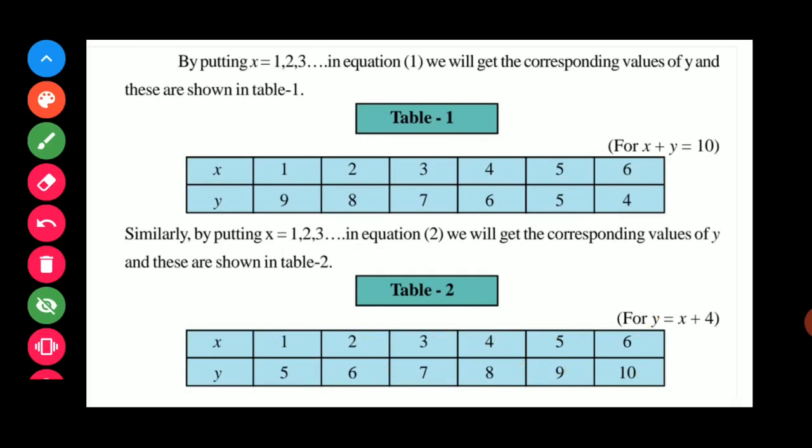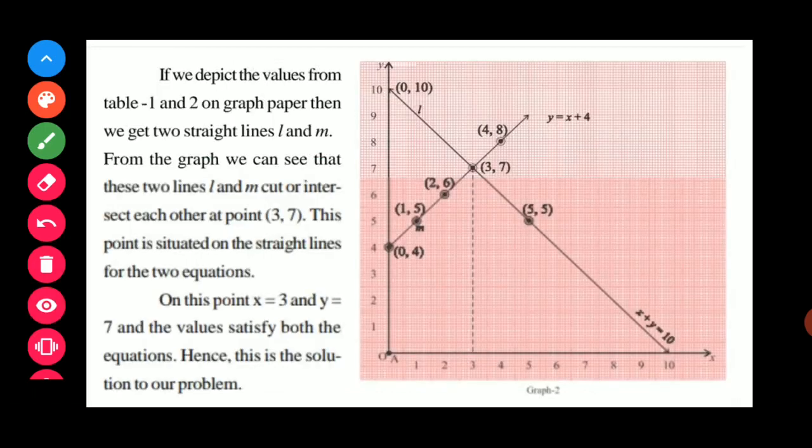Now put these points on the graph. This point is 1, 5, and it is 2, 6, and it is 4, 8, and draw a line like this. And the points are 0, 10, 5, 5, and there is 3, 7. So you can draw a line also.